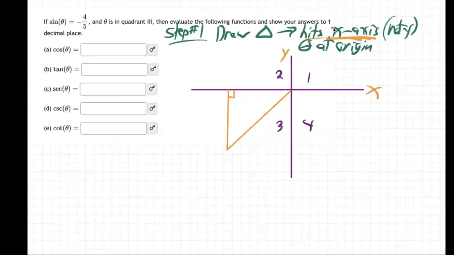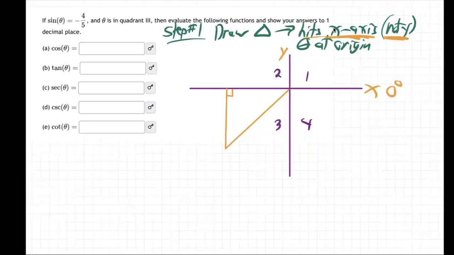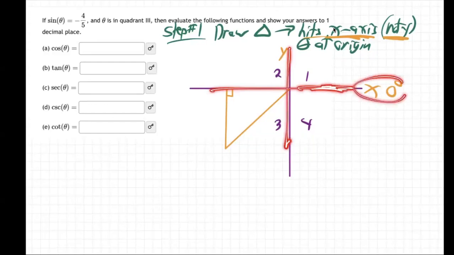Why do we have to hit the x-axis, not the y? Because 0 degrees started at the x-axis. When we made the unit circle to begin with, we made all of our sine cosine angles. We put 0 degrees on the x-axis. So our triangle has to hit the x-axis, not the y, to have the right values.